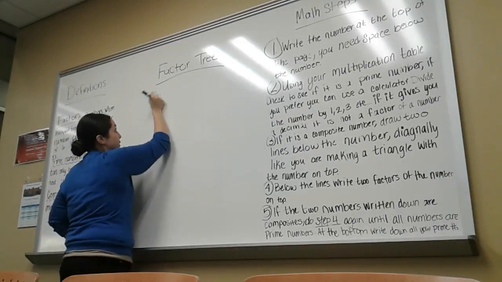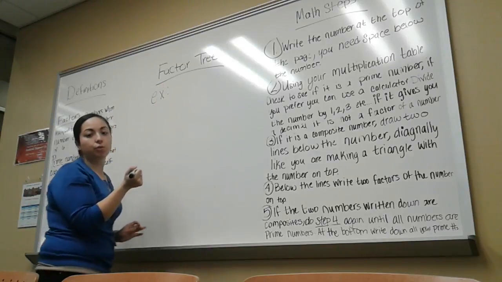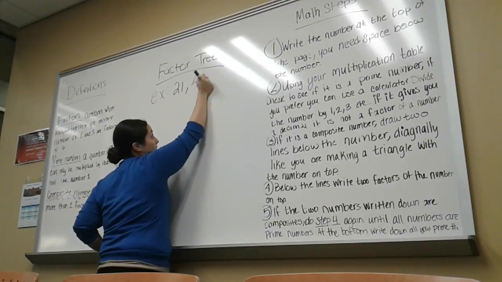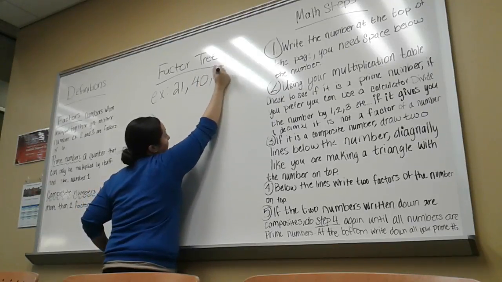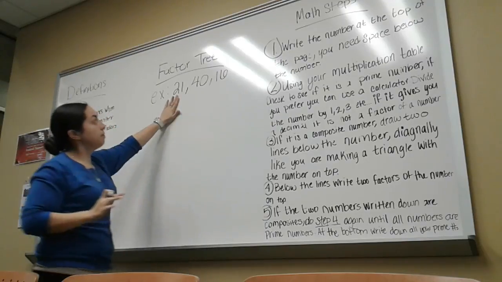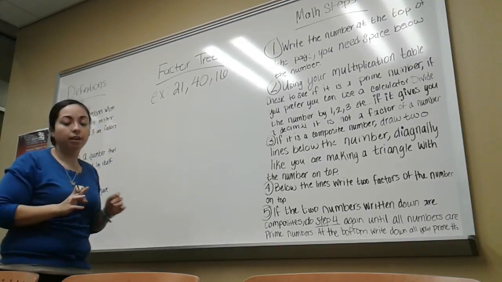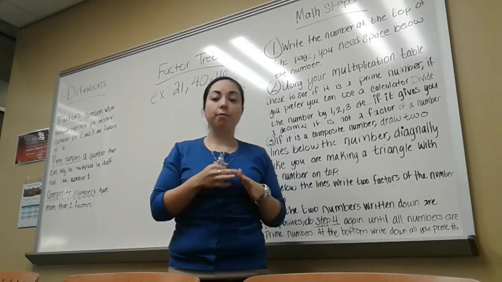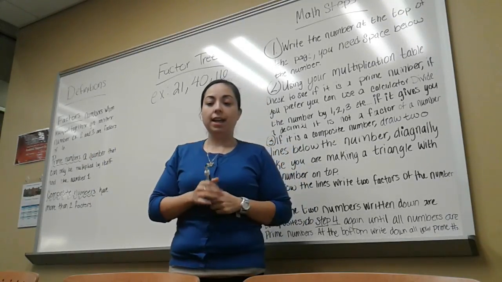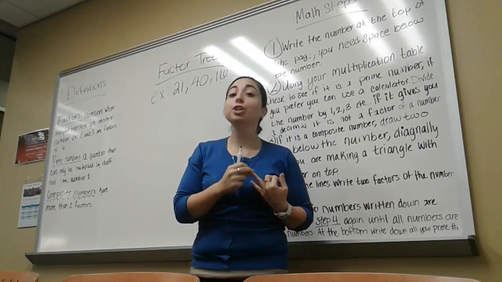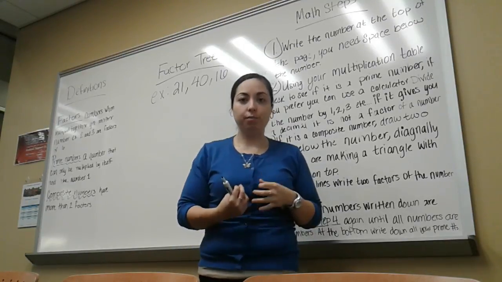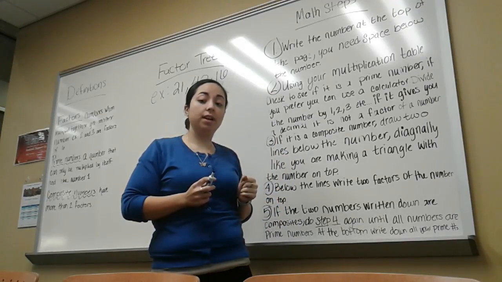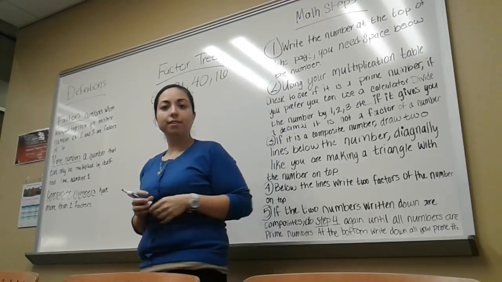For the examples for you to do, we're going to use 21, 40, and 16. These are the numbers I want you to make a factor tree for. If you have any questions, raise your hand, but I prefer that you try to help each other out. Again, you can use your multiplication table or your calculator, whatever helps you. Then I want you to come and write these down, and we're going to have you give us a couple of examples.